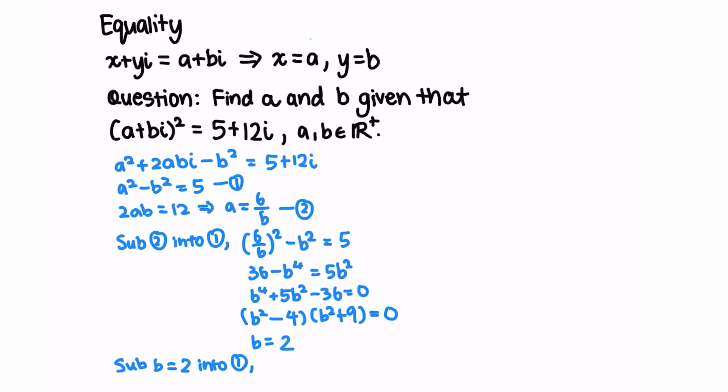And if we sub b equals 2 into equation 1, we will just get a squared minus 2 squared, which is 4, equals 5. And this gets us a squared equals 9. If we simplify this, this means that a equals plus minus 3. But again, a has to be a positive real number. So this means that a can only be equal to 3. So in this case, our complex number over here is 3 plus 2i.